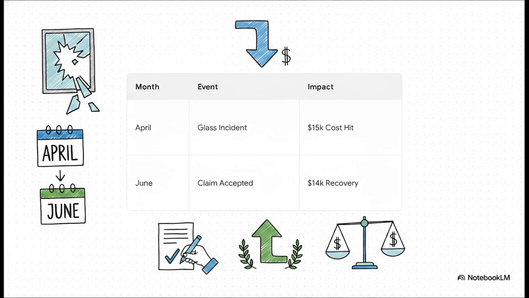Let's zoom in on that glass incident for a second, because it perfectly showcases that asymmetric principle we talked about earlier. Back in April, Bill is forced to recognize the full $15,000 replacement cost on the P&L immediately. He knows for a fact they have insurance, but he cannot book the recovery yet. He has to wait all the way until June, when the insurer formally accepts the claim in writing, to finally recognize the $14,000 recovery. You take the hit today, you wait for the written win tomorrow.